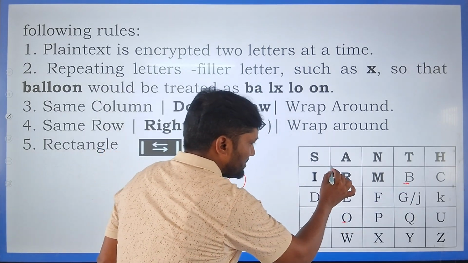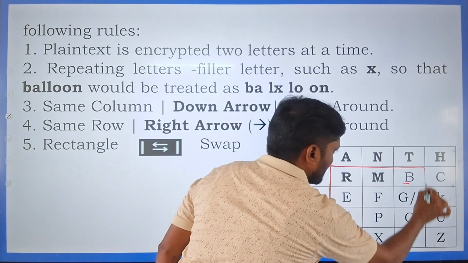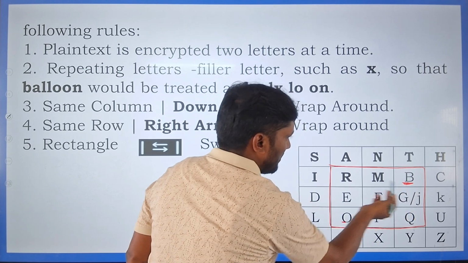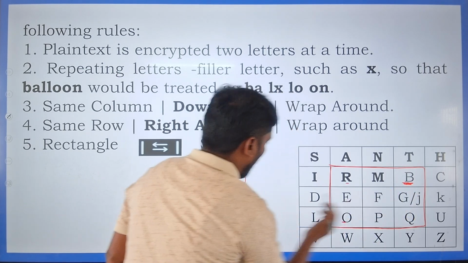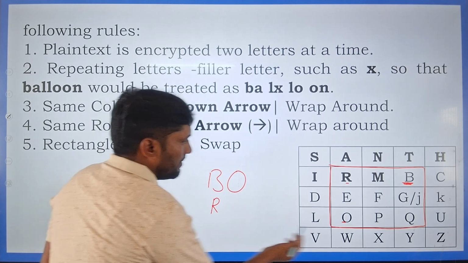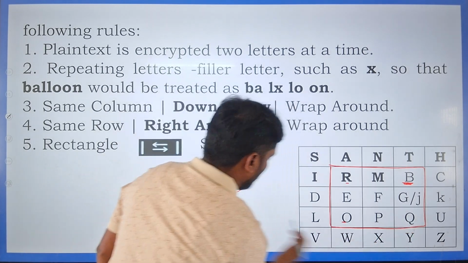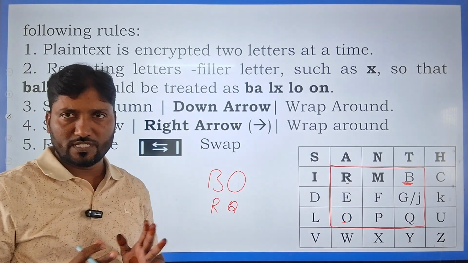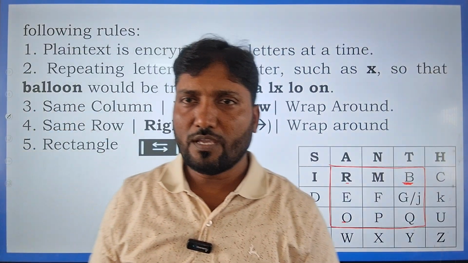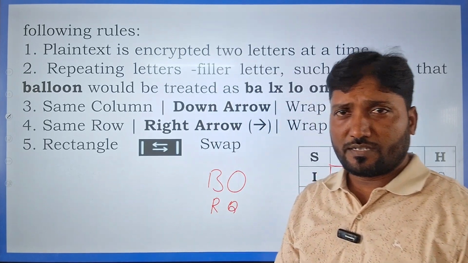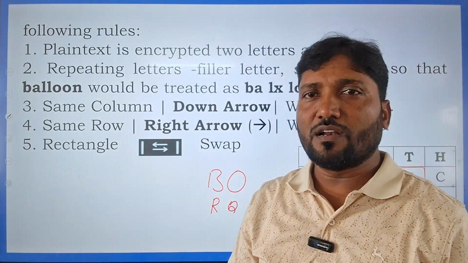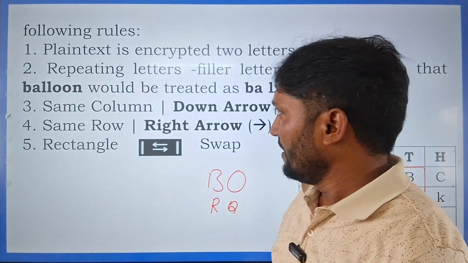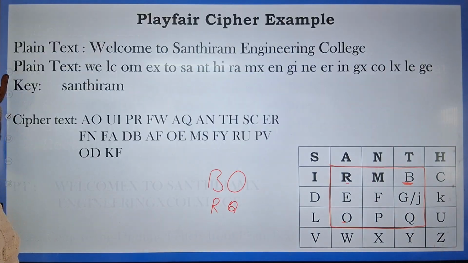What do we have to do initially? Form a rectangle like this. What is the last letter in the rectangle here? For B, it is R. For O, it is Q. So this is how we generate the ciphertext by forming the rectangle if both plain text letters are not in the same row and not in the same column in the 5 by 5 matrix. Let us take a simple example to understand clearly.